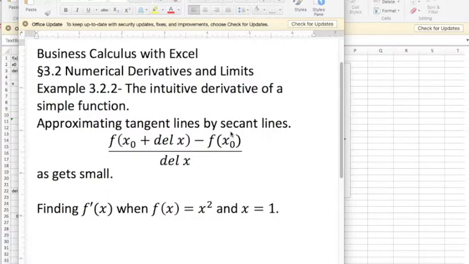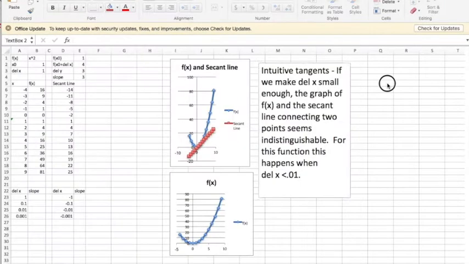We're going to approximate tangent lines by secant lines, so f of x naught plus delta x minus f of x naught over delta x, that's the slope between x naught, f of x naught, and x naught plus delta x, f of x naught plus delta x, taking the rise over the run and letting delta x get small. We're going to start with a simple example where f of x is x squared and x naught equals 1.